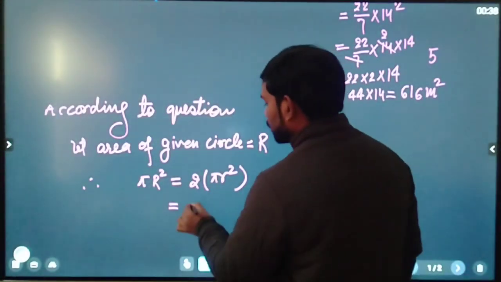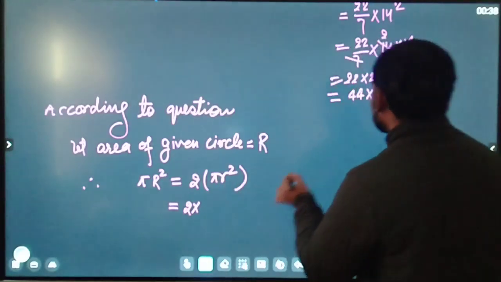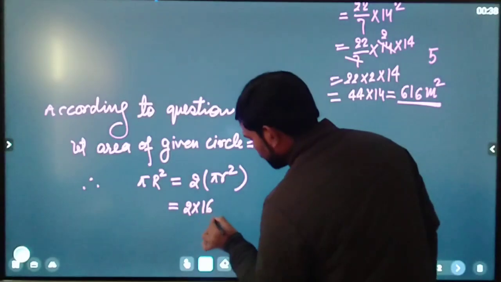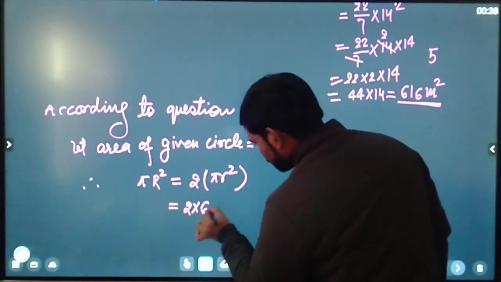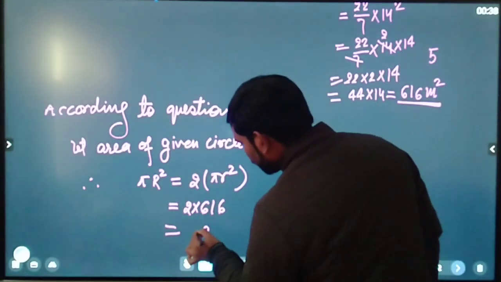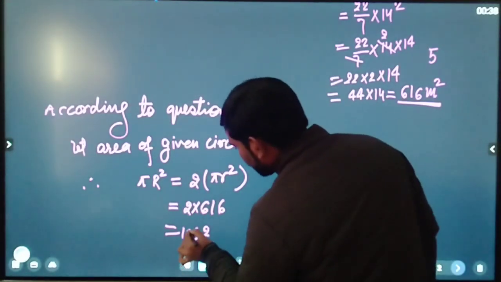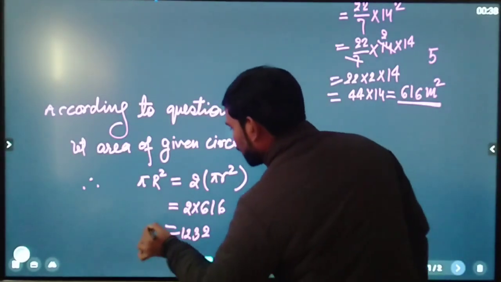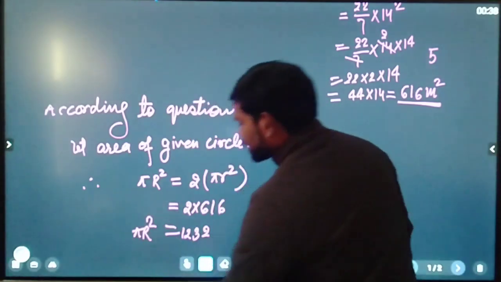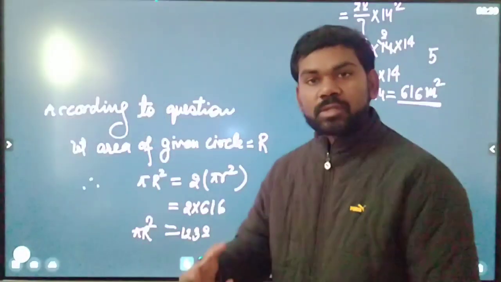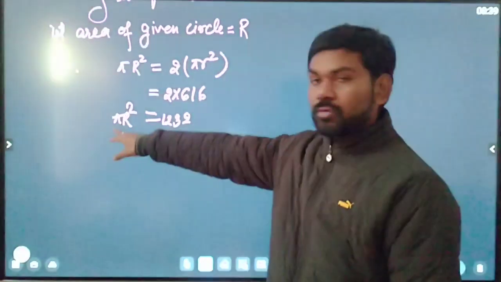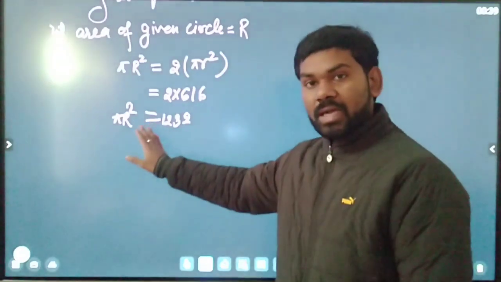So here we write 2 into the value of pi r square, that is 616. Now multiply: 2 6s are 12, 2 1s are 2, and 2 3s are 6. So we get 1232. This is the area of the first circle. And now we have to find the radius, that is the capital R. In this case, we write the value of pi and keep R as it is.